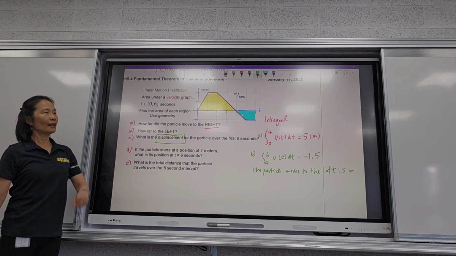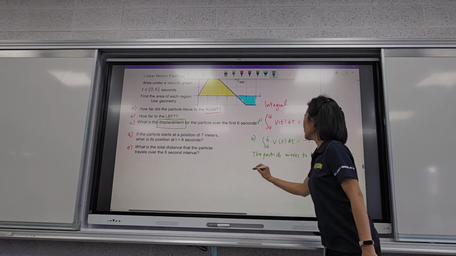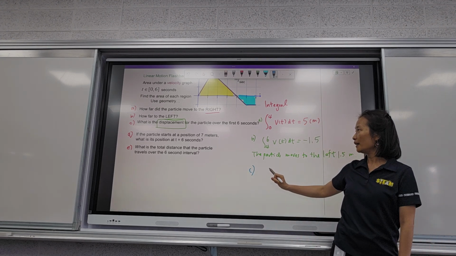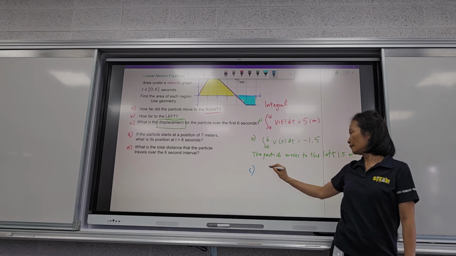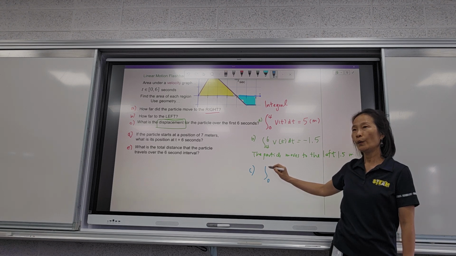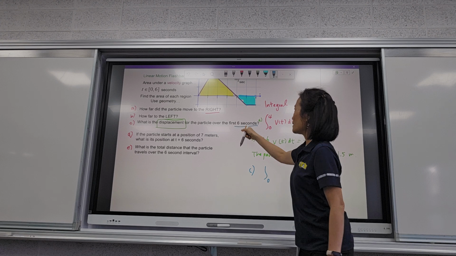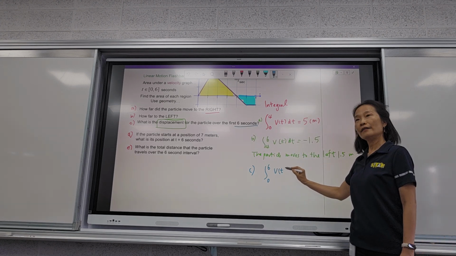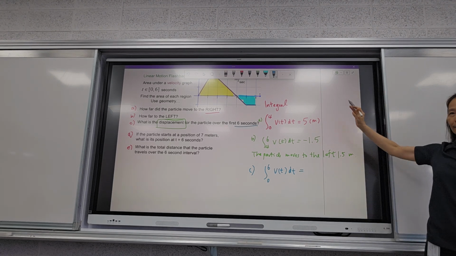Displacement, integral notation. Emmy, can you help me with the integral notation? Integral from 0 to 6, the total displacement over the first six seconds, of v of t dt. And what is your answer?